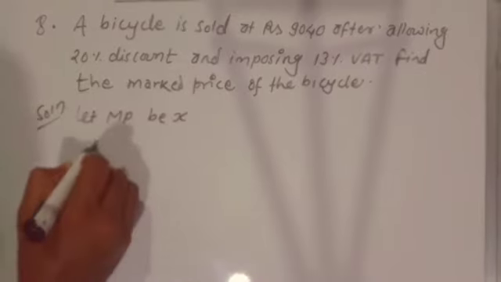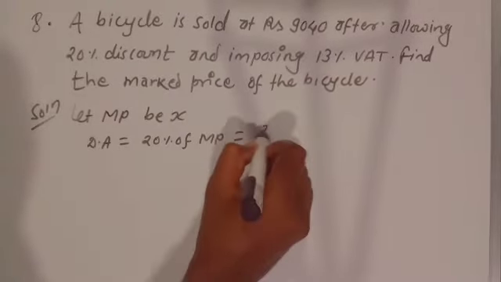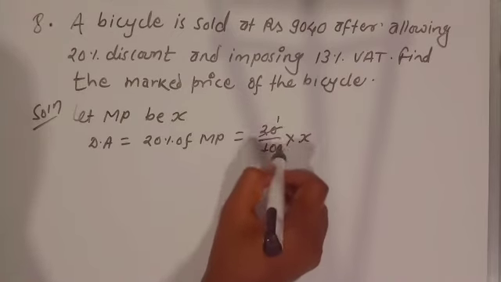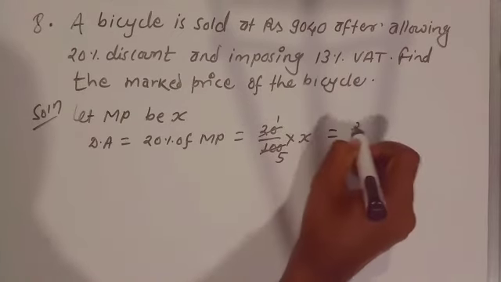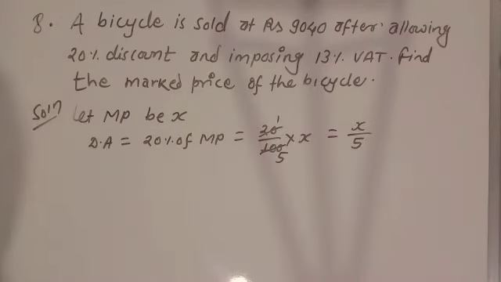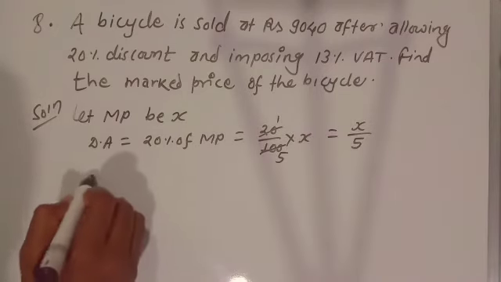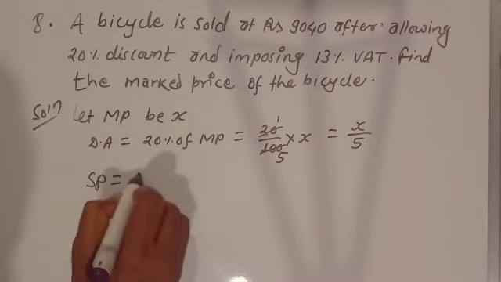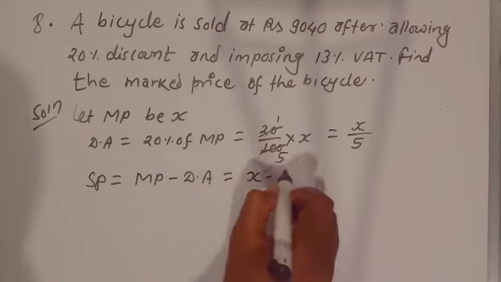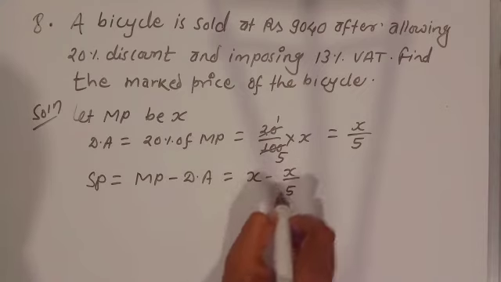Then discount amount equals discount percent of MP, which is 20 upon 100 times X. 2 ones are 20, 2 fives are 10, means X upon 5. X times 1 is X, upon 5 is the discount amount. Then find SP. SP is MP minus discount amount. MP is X minus discount amount X upon 5.